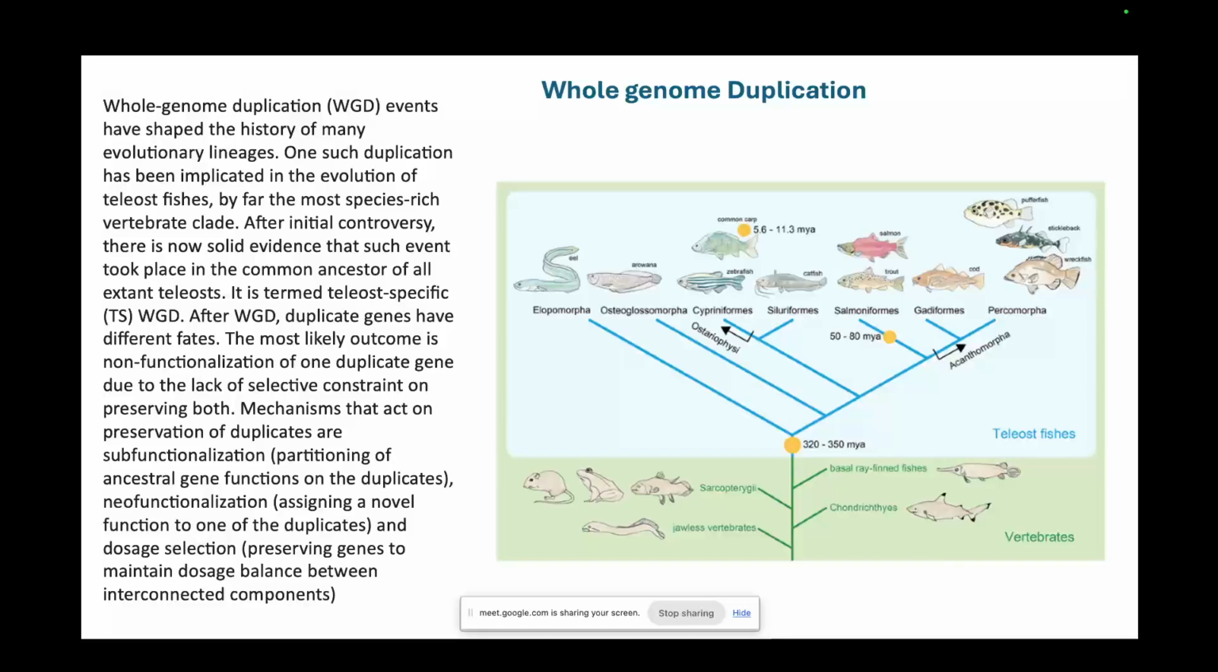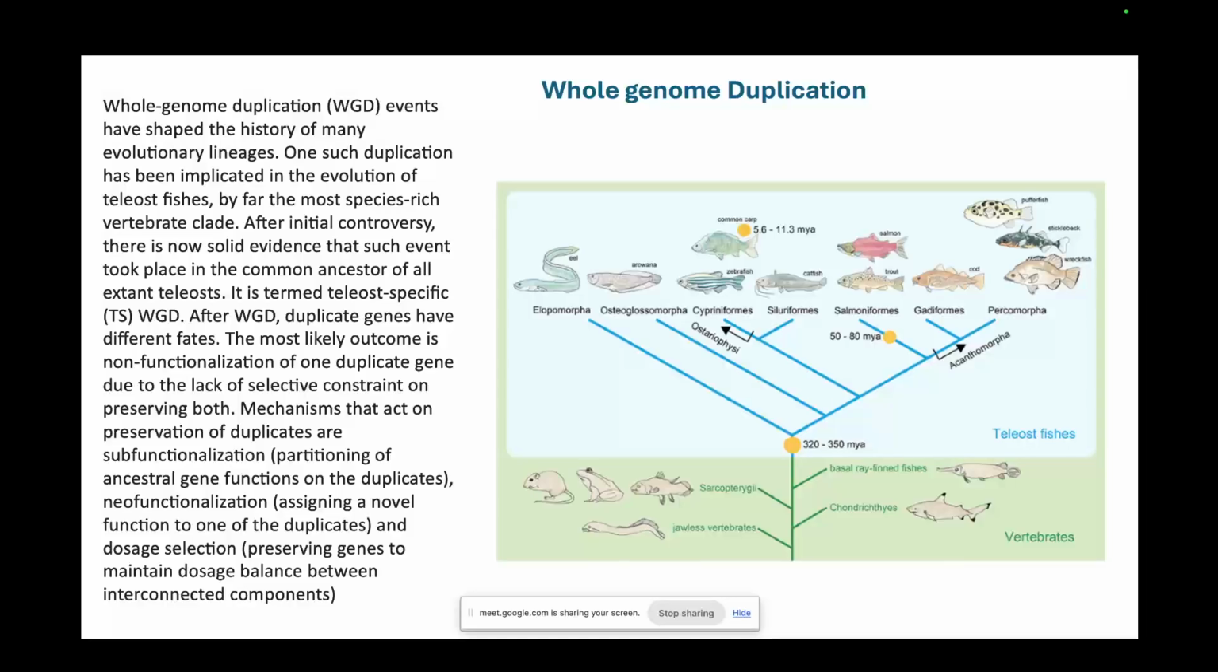There is now solid evidence that there has been a whole genome duplication event in recent history, at the common ancestor level of these extant teleosts. This is known as the teleost-specific whole genome duplication. After this duplication, duplicate genes have had different fates, because you're duplicating the same gene multiple times. Many things can happen with the duplicated gene. It can be preserved, it can be removed, or part of it can be preserved, depending on the context and the evolutionary requirement.